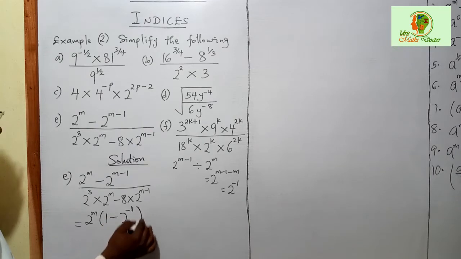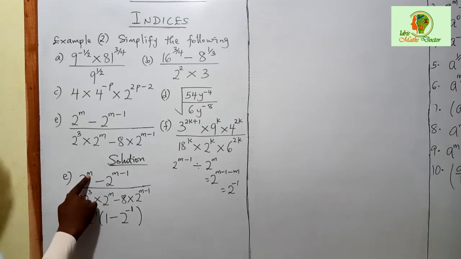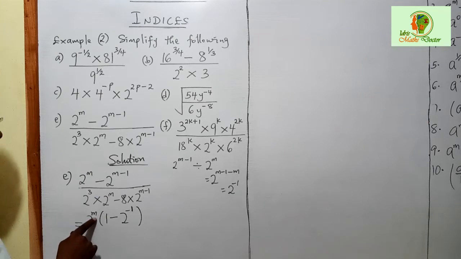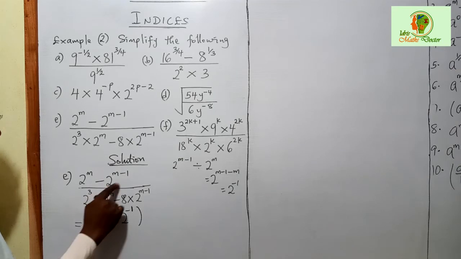If you want to check whether we are right, multiply. Use this to open the bracket. 2 raised to power m times 1 will give us 2 raised to power m. And if you solve 2 raised to power m times 2 raised to power minus 1 using law number 1, you will end up getting 2 raised to power m minus 1.